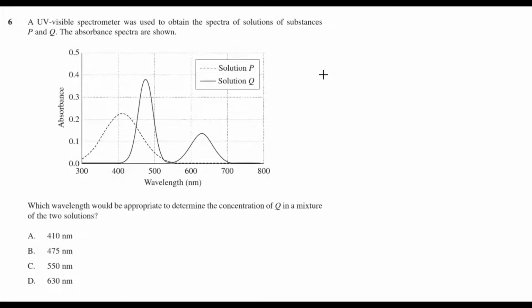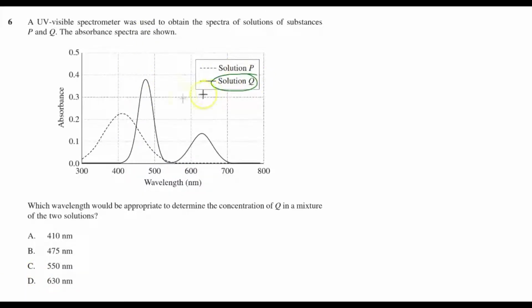We then have a spectrogram with 2 plots of the absorbance spectra. The question is, which wavelength would be appropriate to determine the concentration of Q in a mixture of the 2 solutions, followed by 4 options. First of all, in order to clearly distinguish Q, we want a spot where absorbance is high, but there is no interference from the other solution P.